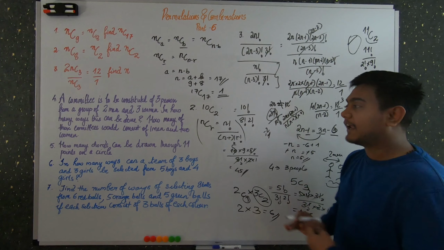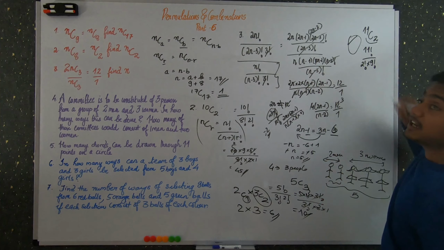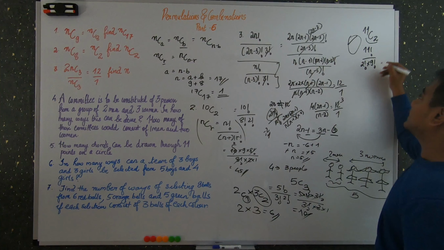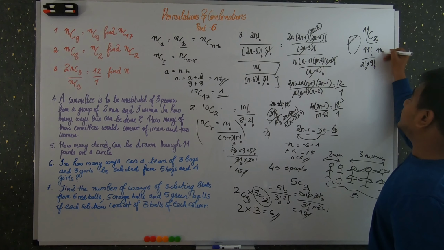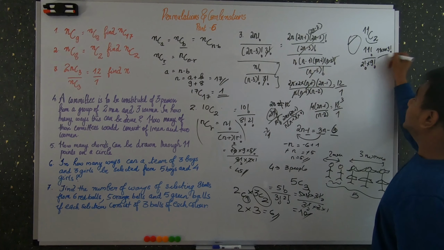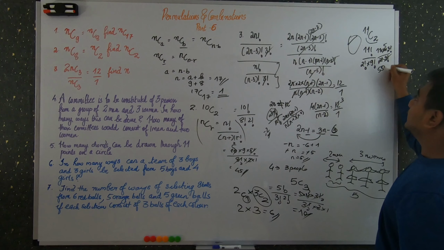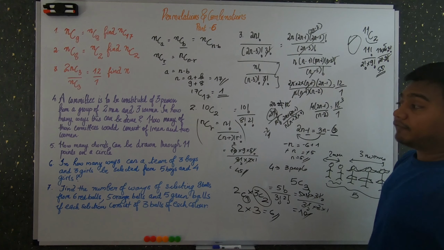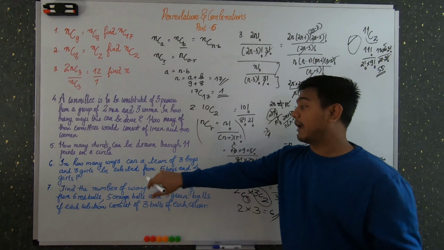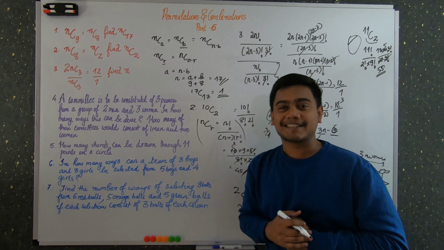So as not to repeat again and again, I am just directly substituting the formula and writing the answer. So what is it? 11 into 10 into 9 factorial divided by 2 into 9 factorial. 9 factorial will get cancelled, and 2 into 5 is 10, so 11 into 5 is 55. So there are 55 chords that can be drawn when 11 points are there on a circle.